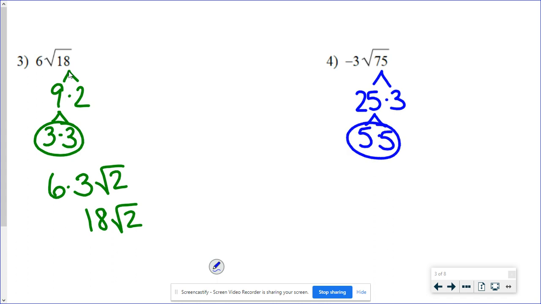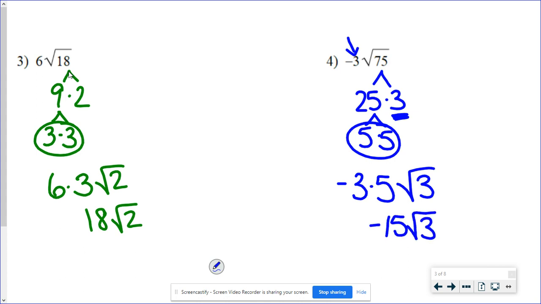So I had this negative 3 on the outside. I break a 5 to the outside. This is the only thing that didn't get to break out. It stays inside. And then negative 3 times 5 is going to be negative 15 rad 3.